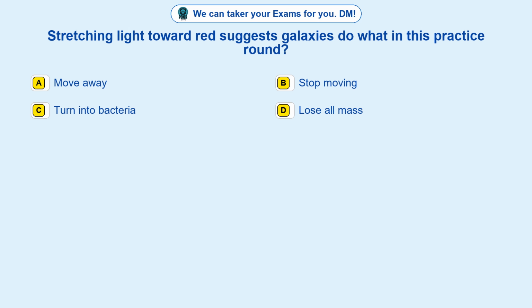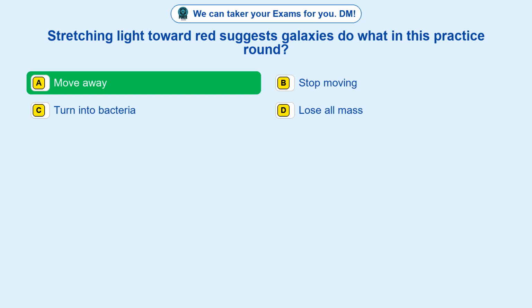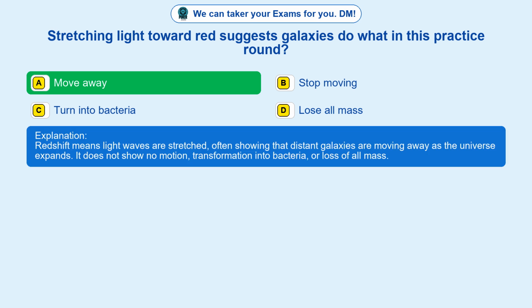Question 94. Stretching light toward red suggests galaxies do what in this practice round? Option A, move away. Option B, stop moving. Option C, turn into bacteria. Option D, lose all mass. The correct answer is option A. Move away. Redshift means light waves are stretched, often showing that distant galaxies are moving away as the universe expands. It does not show no motion, transformation into bacteria, or loss of all mass.